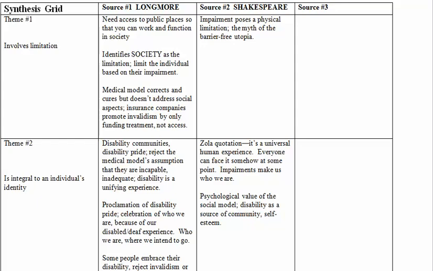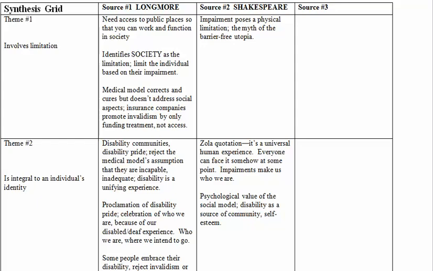I guess first of all I should tell you that you should find a copy of a synthesis grid, a blank synthesis grid form in this week's module. It'll be included in the folder along with the instructions and the other materials you'll need for this week.